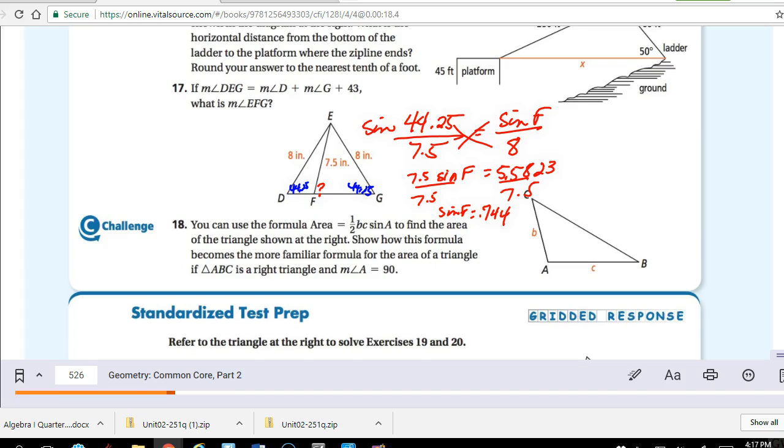And then, of course, to find F itself, you're going to take the inverse sine. So second sine of 0.744, and you can copy the whole thing down if you want, 3098, and so on. The more you put, the more exact it'll be. And so that ends up being right at 48 degrees. Okay, so angle F is approximately 48 degrees.